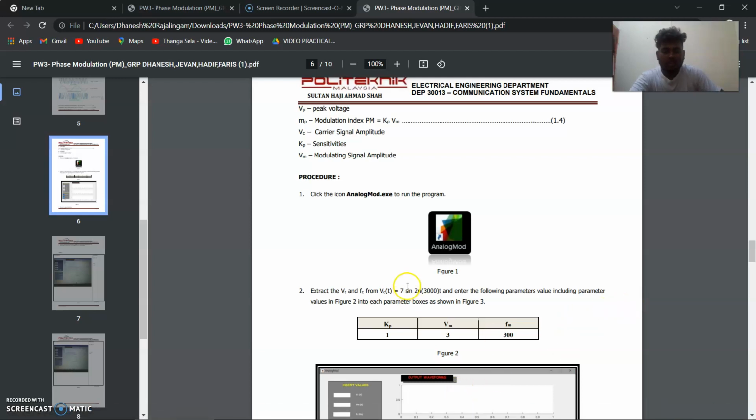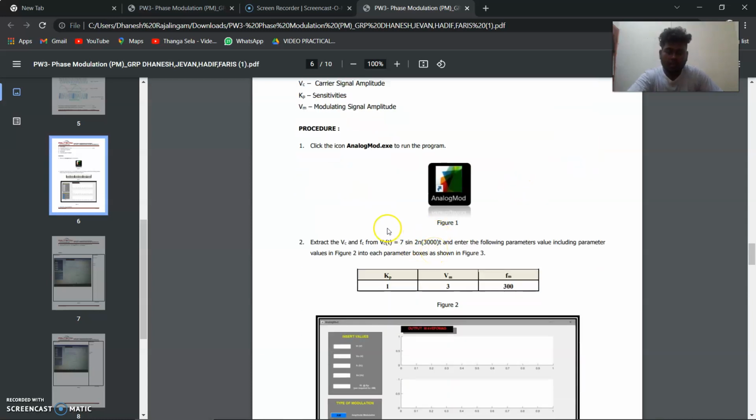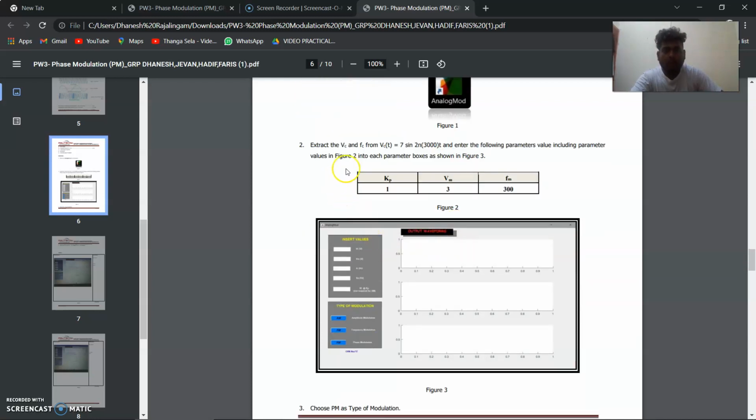So today I'm going to do CSF Lab 3. CSF stands for Communication Systems Laboratory. For the first question, I'm going to find the waveform for this question, where KP will be 1, VM will be 3 and FM is 300. Then I'm going to extract the VC and FC from VC(t) = 7 sin(2π 3000t). So let's do it, guys.